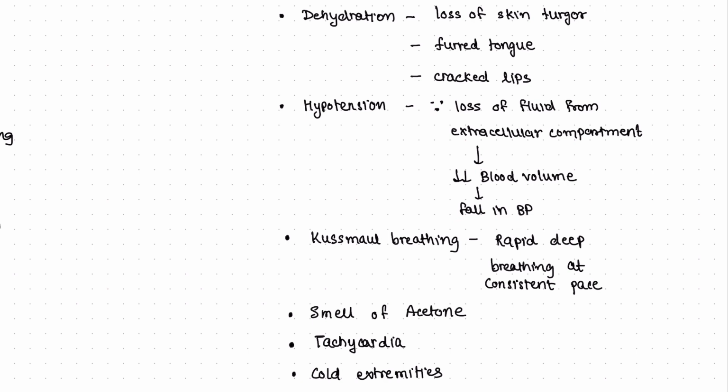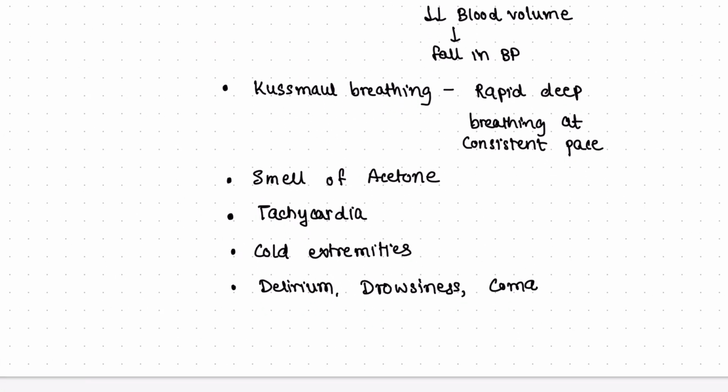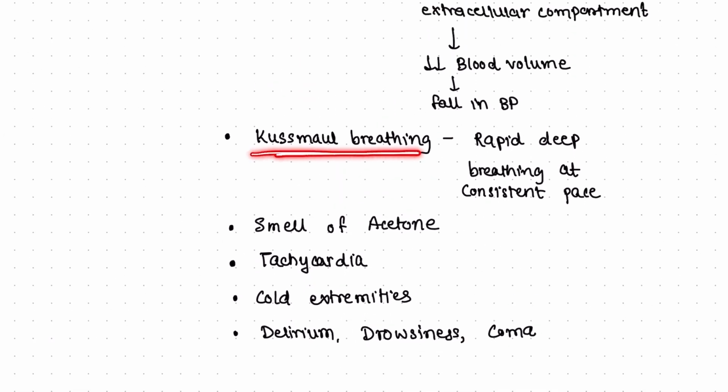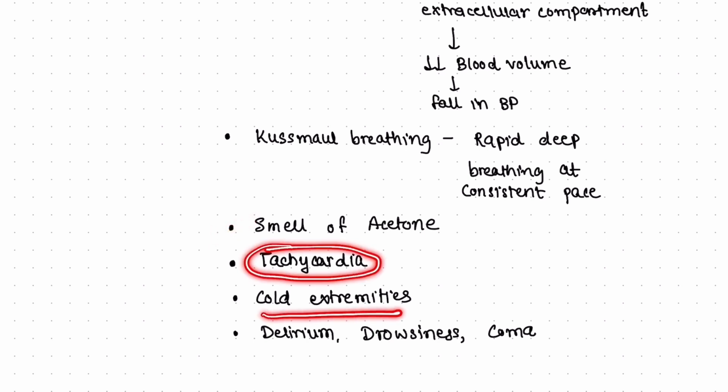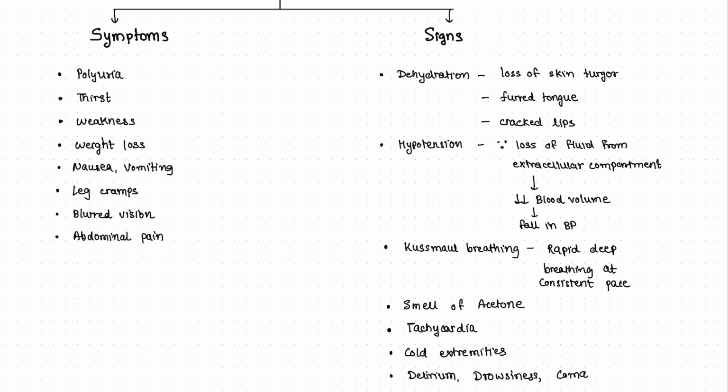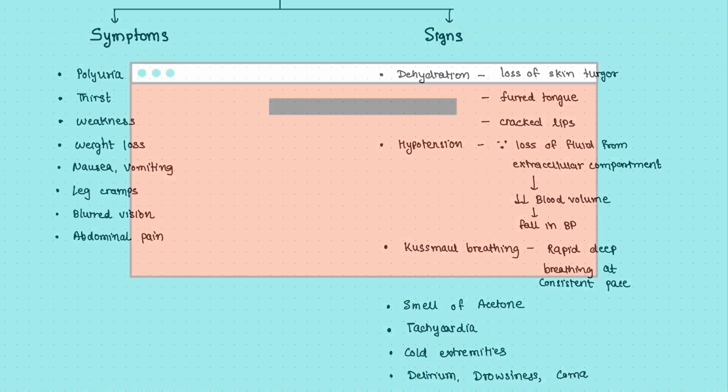So, hypotension. Next is Kussmaul breathing. Now this Kussmaul breathing is rapid and deep breathing at a consistent pace. Smell of acetone from the patient, tachycardia, cold extremities, delirium, drowsiness or coma. So these are the signs of dehydration, hypotension, Kussmaul breathing and smell of acetone. These four are the main, and then there is tachycardia, cold extremities, delirium and drowsiness or coma.